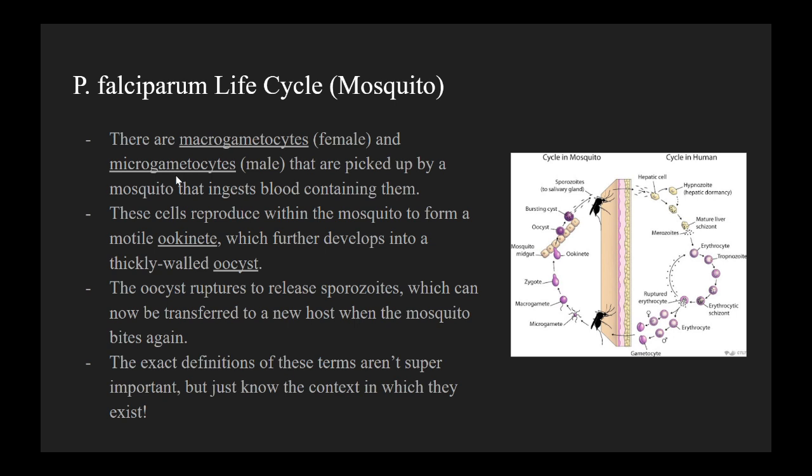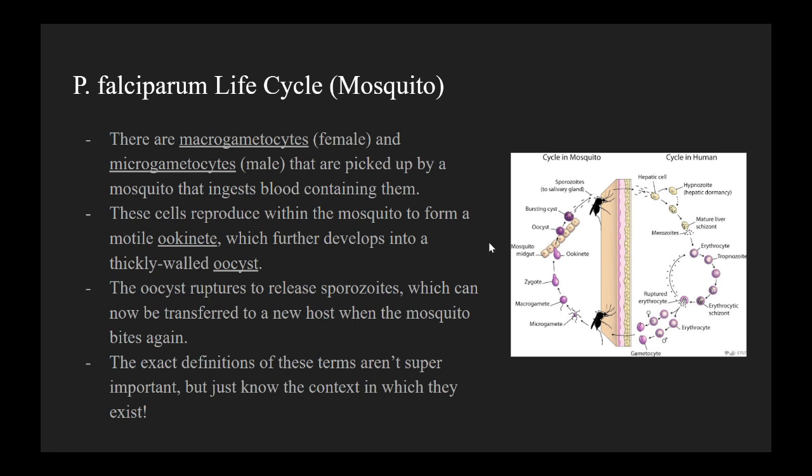Now, the gametocytes can be macrogametocytes, which are quote unquote female, and microgametocytes, which are quote unquote male. So it's like the sperm and the egg, right? Since they're floating around in the blood, a mosquito will come along, suck up infected human blood, and take these gametocytes with it. Now these gametocytes are inside the mosquito. They come together and fuse to form the zygote, which is basically the new embryo of the Plasmodium.